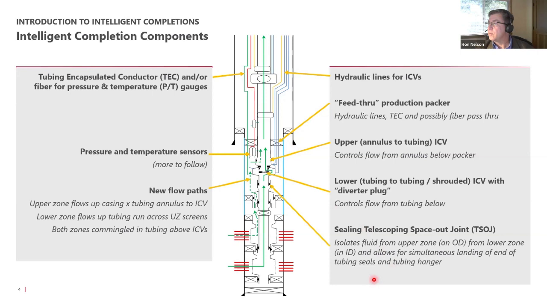And we also have what we refer to as a telescoping space-out joint. This is in most of the completion types. That is basically used to provide some tolerance for our space out because we'll be stabbing these seals in here at the same time we're landing a tubing hanger up above, and that gives us some tolerance for errors on our tallies.